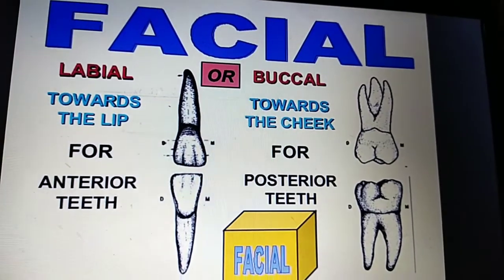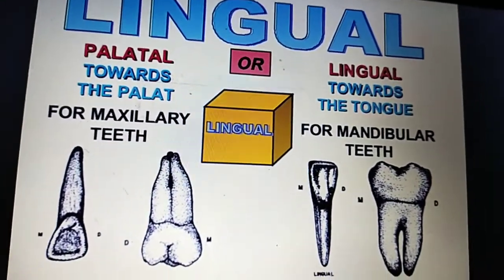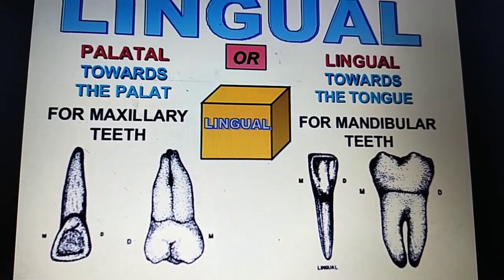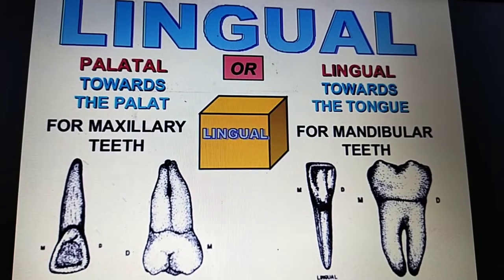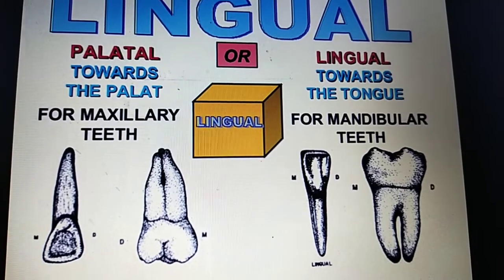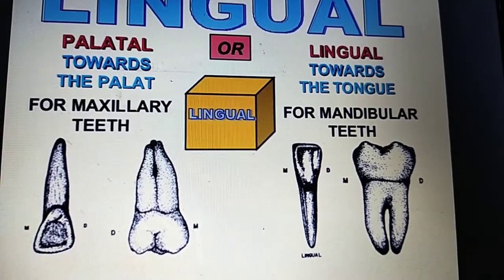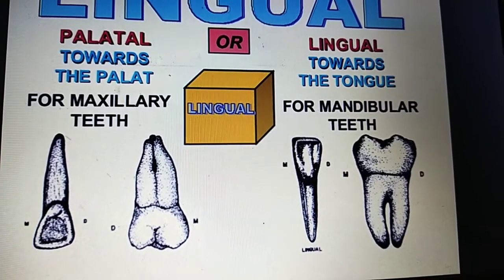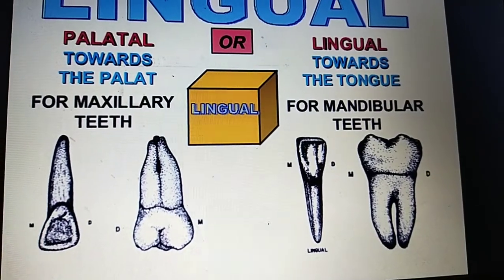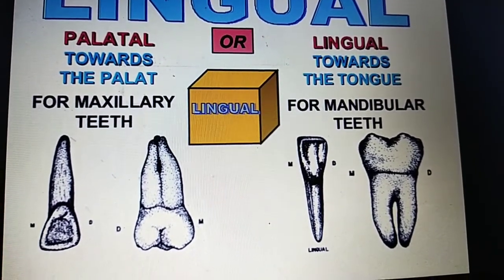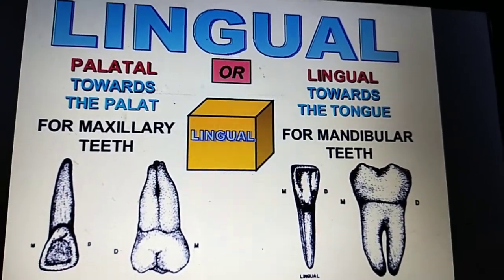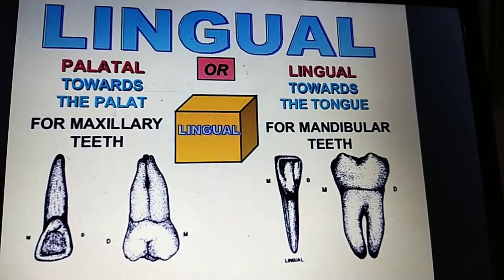Let's go to the next slide. Lingual: for the maxillary teeth it is towards the palate, the palatal, for the incisors and canines. And lingual means towards the tongue for the mandibular teeth. So palatal is for the maxillary teeth, and towards the tongue for the mandibular teeth. This is the lingual surface.